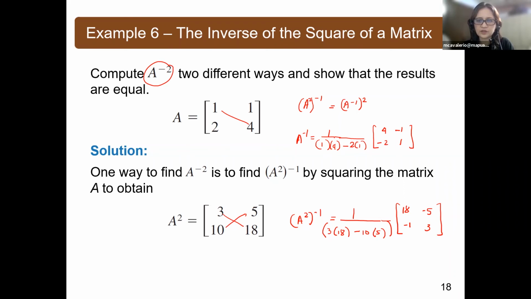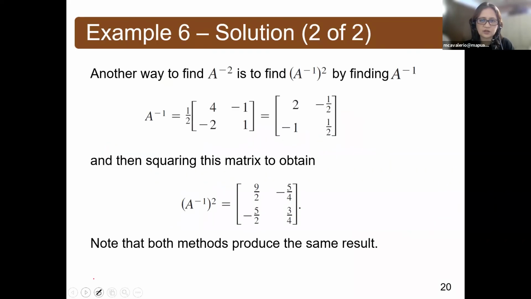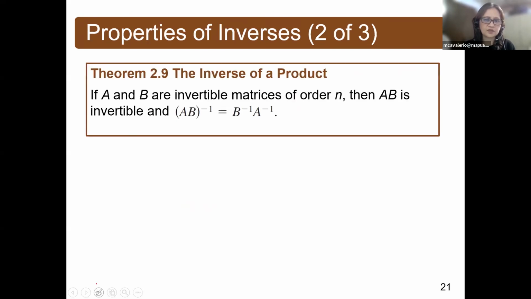So consequently, this is 1/2. We have 1/2 multiplied by this. So you have here 1/2, and then you have 4, -1, -2, 1, and we simply apply the scalar multiplication to come up with the inverse of A. Then we square this one and come up with the result that is similar to the earlier technique, which is the inverse of A squared. So both methods produce the same result.